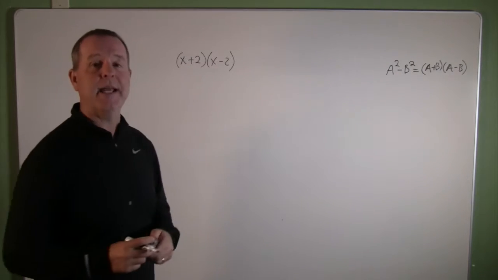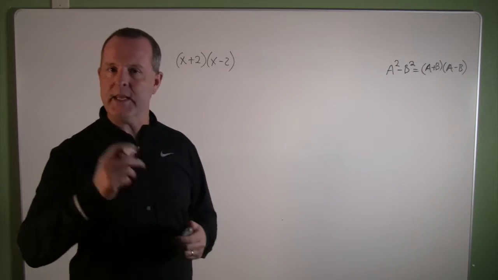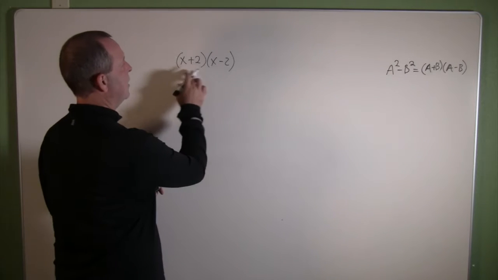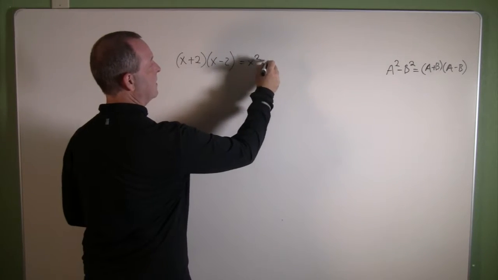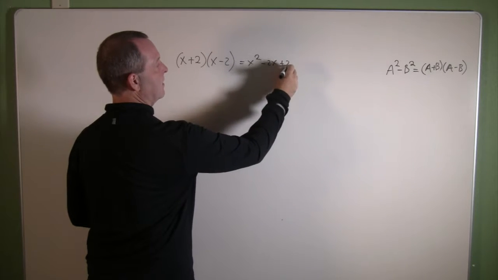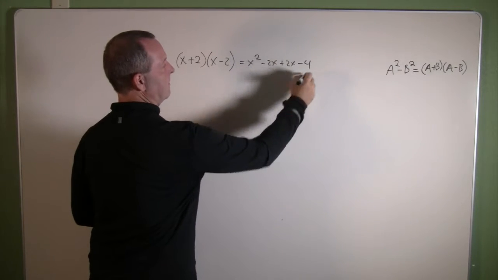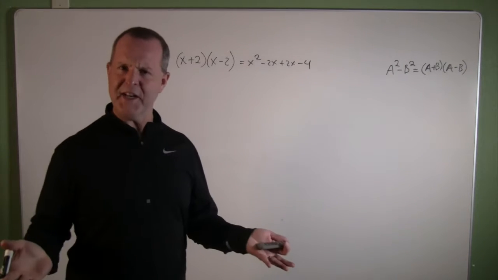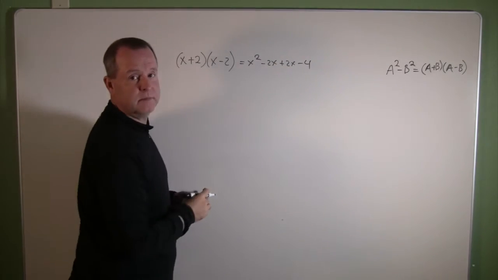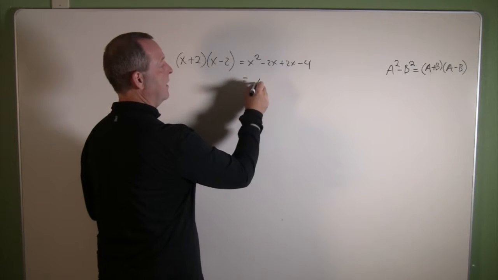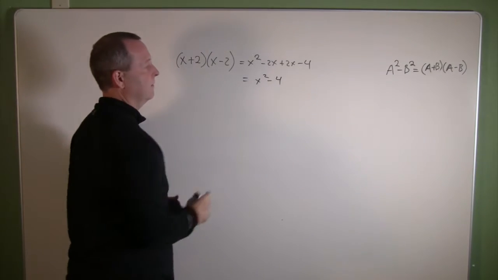(x + 2)(x - 2). What do you get when you do that? Well, first term times first term produces an x squared. Outer terms, inner terms, last terms. What do you notice? Notice that the inner terms disappear. I'm left with x squared minus 4.